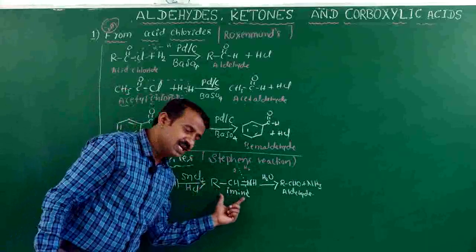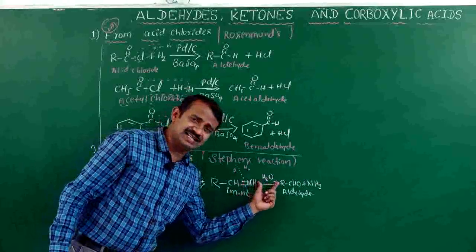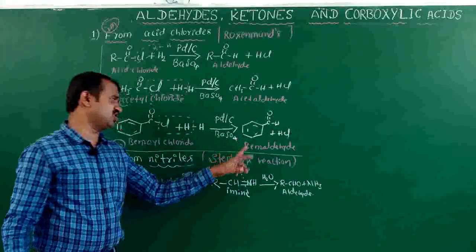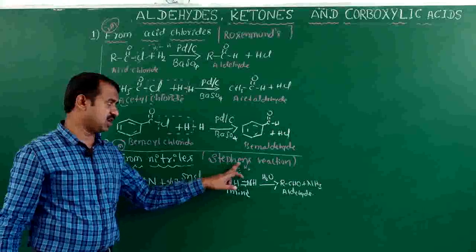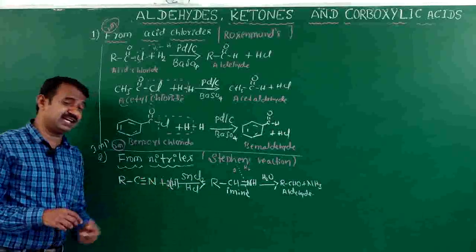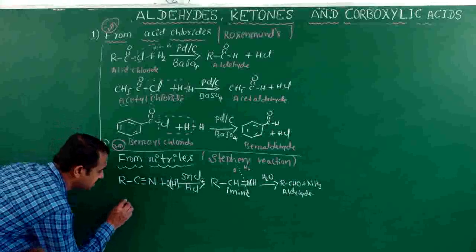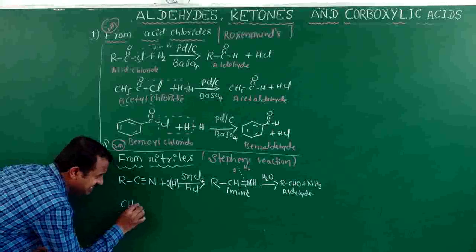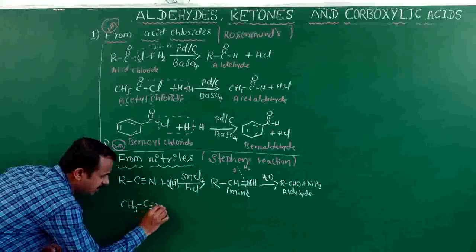Listen, explain Stephen reaction: when nitrile is reduced with tin chloride in presence of hydrochloric acid to form imine adduct, and the imine undergoes acid hydrolysis, you will get aldehydes. Okay, this reaction is called Stephen reaction. Explain Stephen reaction with an example. Suppose I take here CH3C≡N.